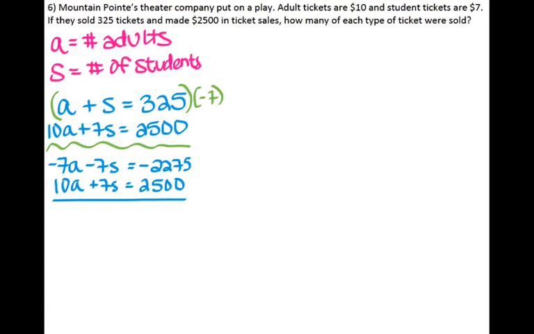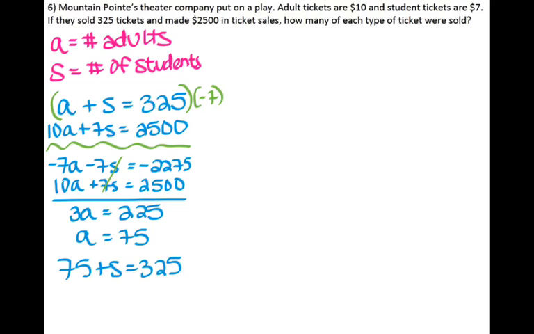Students eliminate. That leaves me with 3a equals 225. So a equals 75. And go ahead and solve for the number of students. So I have 75 plus s equals 325. So that means s equals 250.